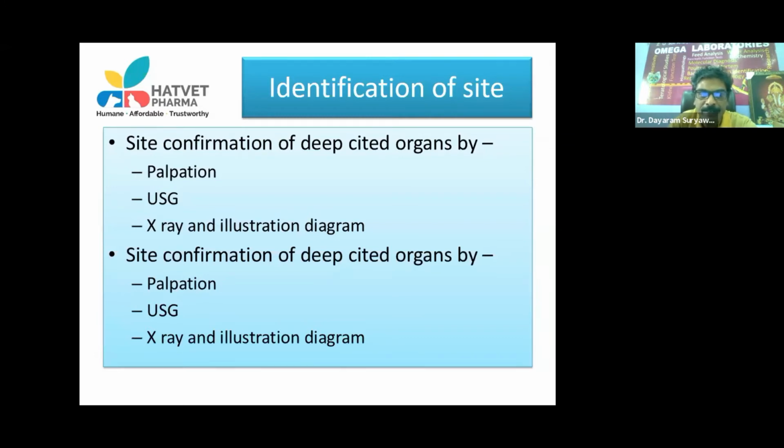Sometimes an X-ray may be required. It is generally used for bone marrow or the collection of bone tissues, and along with the X-ray we should draw an illustration diagram. By making marks, we show where exactly the organ is seated and where exactly we have to insert the needle. We have to keep that in mind while collecting samples. So this is the site confirmation. Either you can go by palpation if the organs are a little superficial, or if the organs are deeply seated, USG is the most important factor, and the X-ray. That we have already discussed.